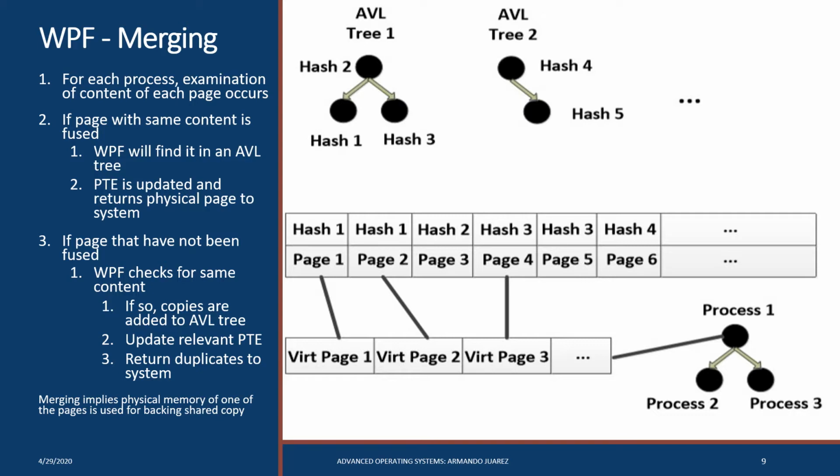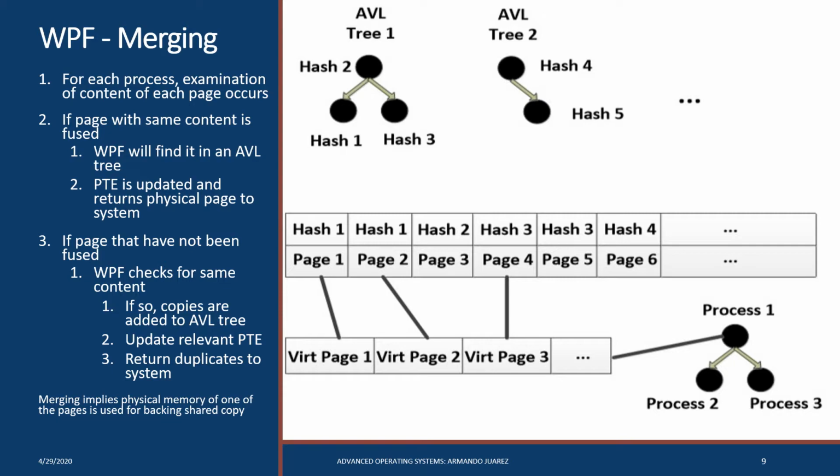But first, for each process, an examination of the contents of each page occurs. Then, if a page with the same content is found, the WPF will find it in the AVL tree, and then the page table entry is updated, and then the physical page is returned back to the system.